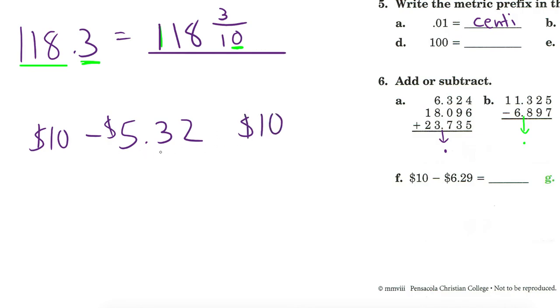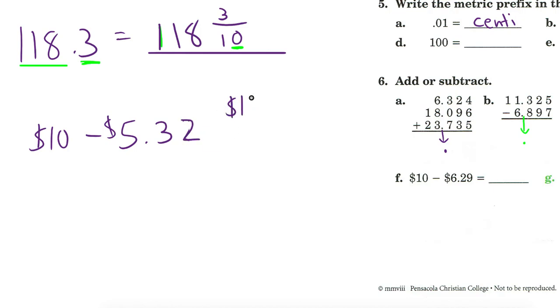The way for me to subtract $5.32, I can't subtract it like this, because right now I'm subtracting dollars, $10, by cents, 32 cents. I can't do that. I have to line up my dollars and my cents together.